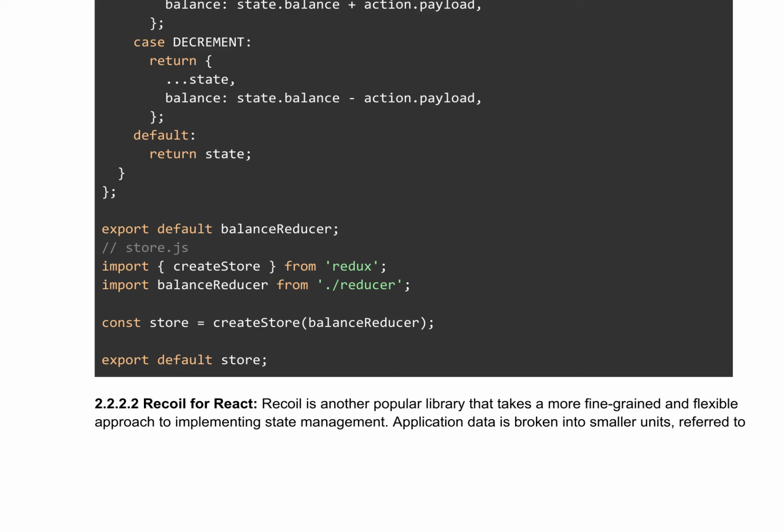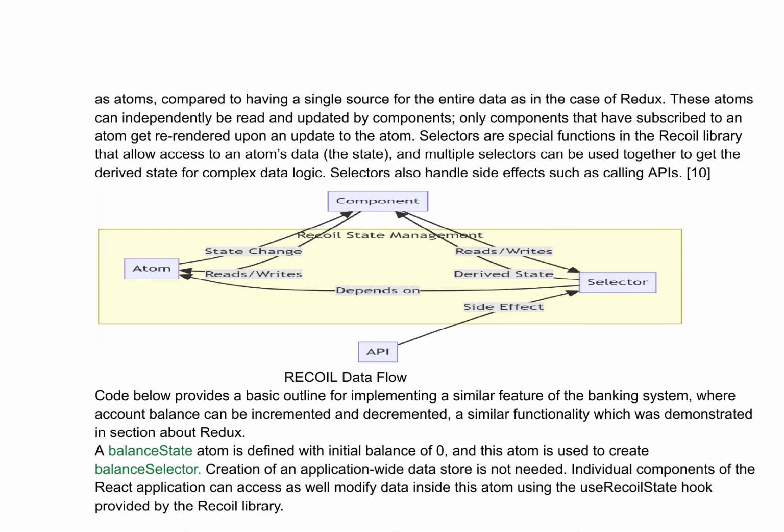In contrast, Recoil, another popular library for state management in React applications, adopts a more fine-grained and flexible approach. Recoil breaks down application data into smaller units, enabling a more modular and scalable state management strategy. In the Recoil library, atoms serve as the fundamental units of state management, similar to individual atoms compared to a single source for the entire data in Redux.